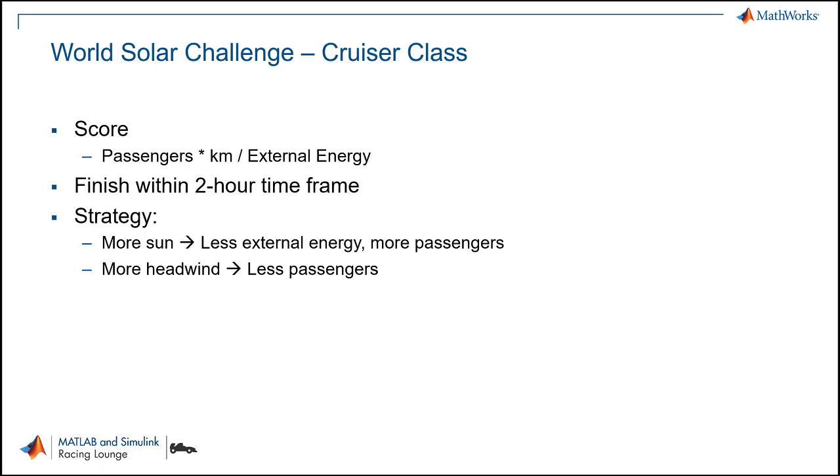In fact, our score, as you can see, is passengers times the amount of kilometers that you've driven with these passengers divided by the external energy that you use. Of course, if you carry more passengers, you will also use a little bit more energy. If you switch from one to two passengers, you're not going to use twice as much energy, and therefore it's profitable in this class to drive with multiple passengers, which is why we drove with five passengers.